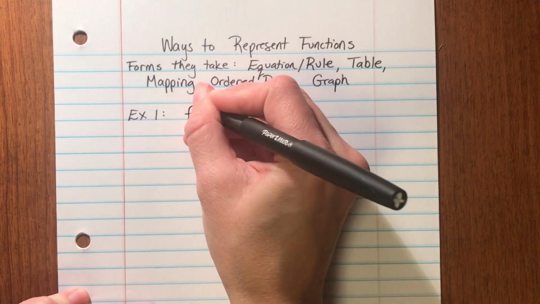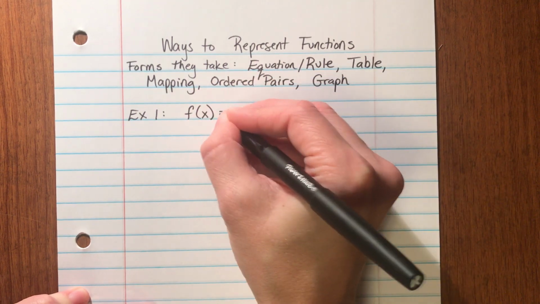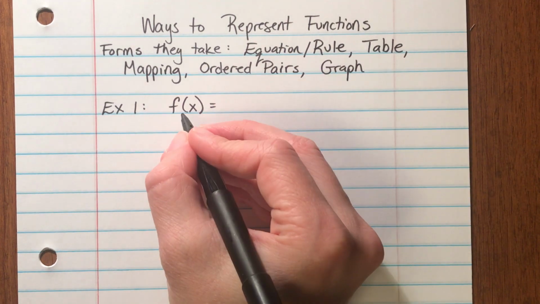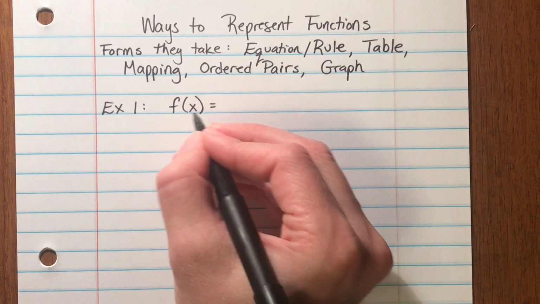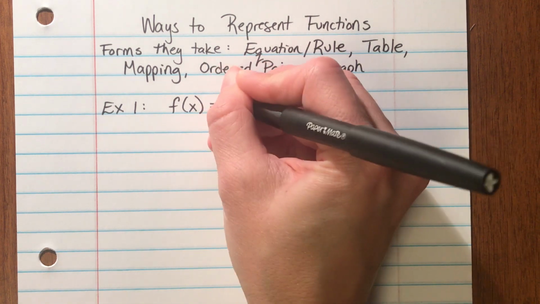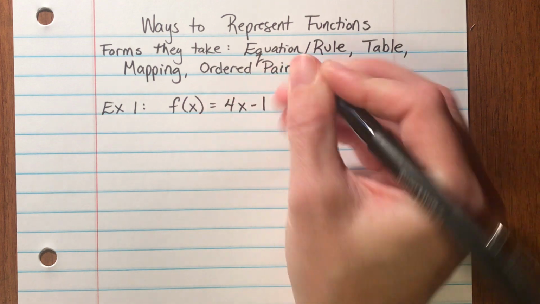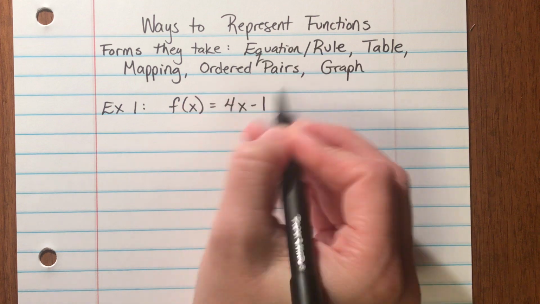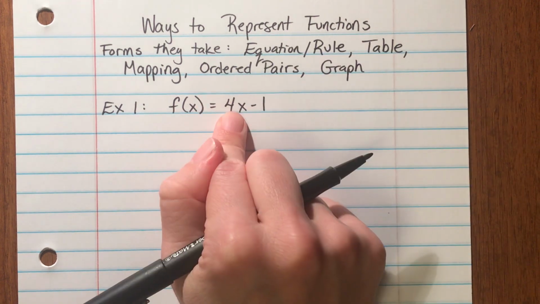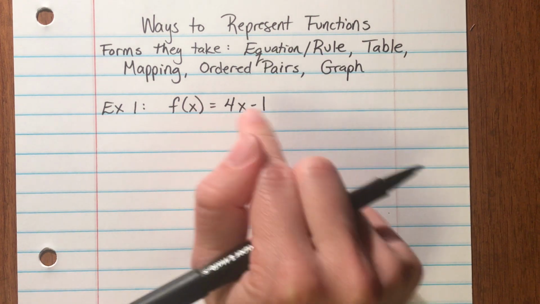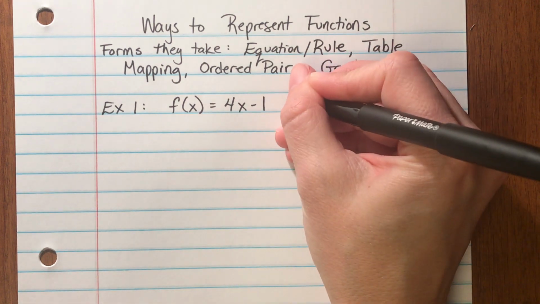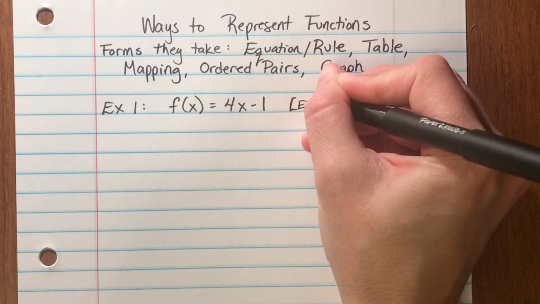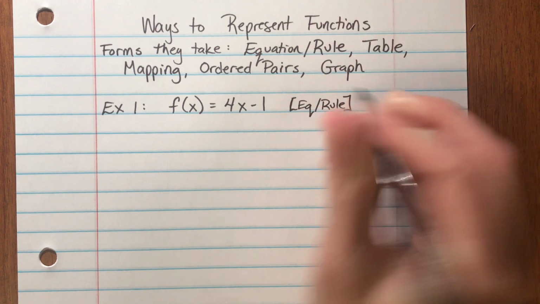So example number 1, we're going to start with an equation or a rule. So this is what we looked at last week. Of course, we have an f of x. Remember, that just means there's a function, there's a machine f, and we're going to input x values. And so the rule is going to be 4x minus 1. This is just one way of representing, that first representation, an equation, a rule. So we could say that that is a function. Now the table that goes with that, actually I'm going to put over here in brackets, this is the equation. I'm just going to abbreviate that, equation or rule.